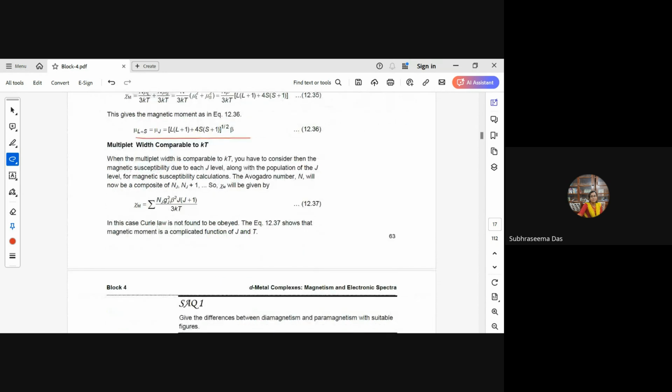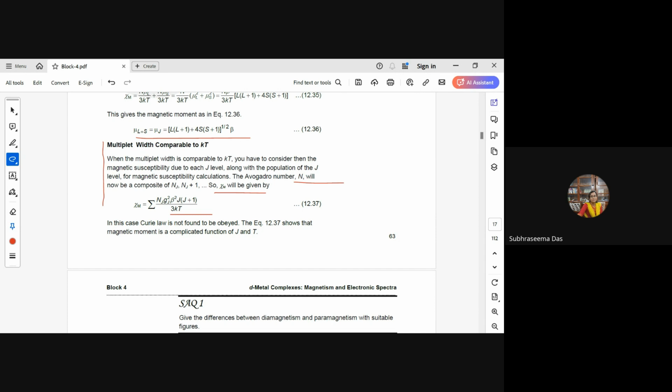Now we have a third case, arising when the multiplet width is comparable to kT. In this case, we have to consider the chi_M for each level, along with the population of each J level. For this we need to consider Avogadro's number. So, if we consider N_J plus 1, N_J plus 2, then chi will be given as N_J g_J squared β squared J(J+1) by 3kT. Particularly in this case, Curie's law is not obeyed.